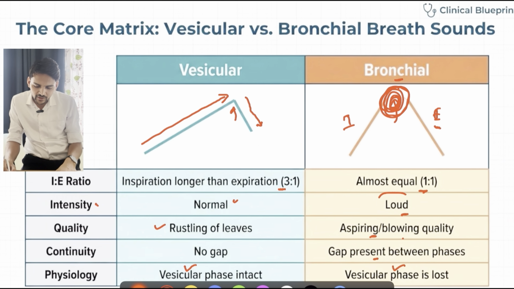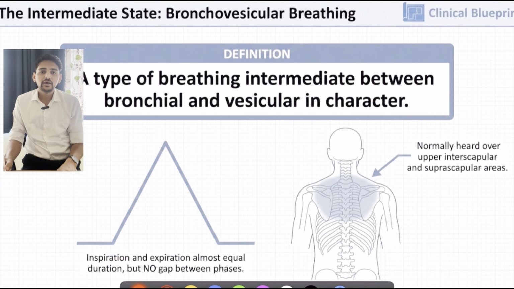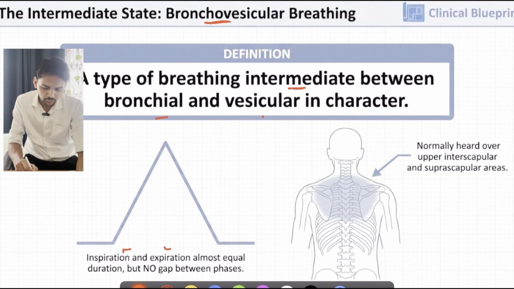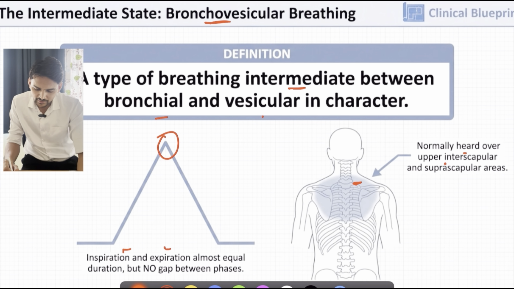That's why all these sounds are louder. Actually, there is one more variant of breath sounds we can consider, that is bronchovesicular. So what does it mean? It is a type of breath sound which is intermediate between bronchial and vesicular in character. That is, inspiration and expiration will be almost equal, but there is no gap. So it is a mixture of both of these features, which is normally heard over upper interscapular and suprascapular areas.